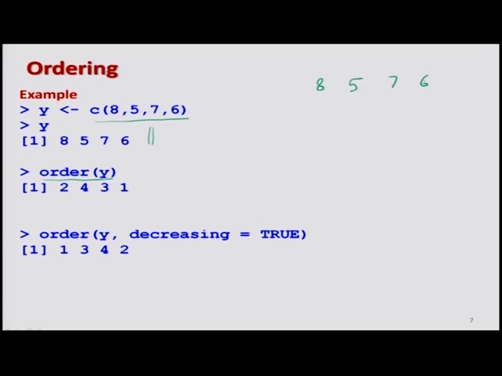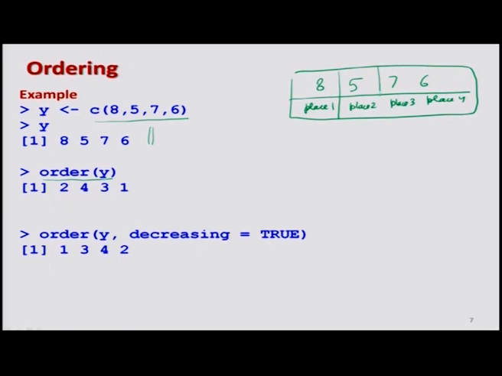One is the place value. The place value here is, this is place number 1, this is place number 2, this is place number 3, and this is place number 4. If you try to visualize this, suppose I have a cell which is something like this, and it is saying that this is the address of the first value, this is the address of the second value, this is the address of the third value, and this is the address of the fourth value.